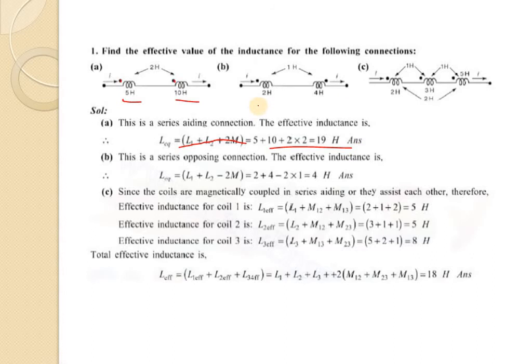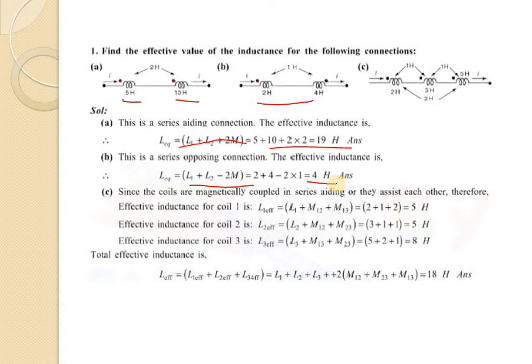Now let us consider the second problem, where two inductances are given, one of 2 Henry and another of 4 Henry, but the dot positions are opposite: in the first case entering and in the second case leaving. That means our mutual inductance will be negative in this case. So this is a series opposing connection. Our effective inductance will be L1 plus L2 minus 2M, and our result is 4.